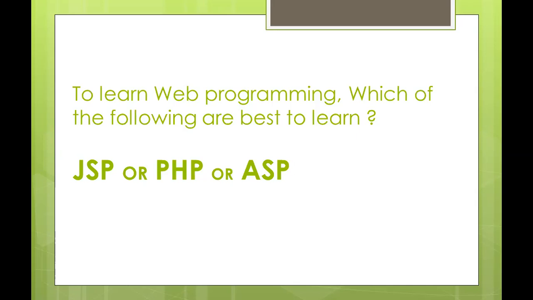PHP stands for Hypertext Preprocessor. It's open source. Java is owned by Oracle, that means JSP is owned by Oracle. PHP is open source, so there is no ownership; it's an open source community. And ASP, Active Server Pages, is owned by Microsoft. Out of these 3 technologies, anyone could be chosen to become a very good web programmer. As our syllabus is concerned, we are learning JSP related things.